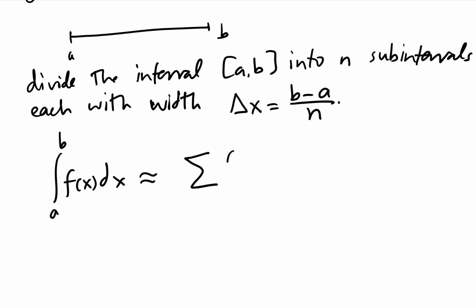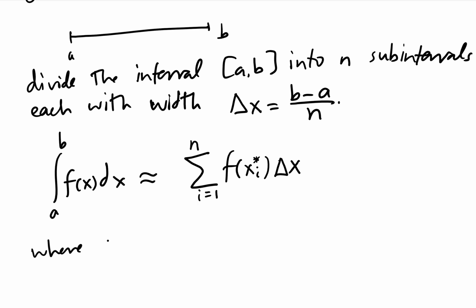So how do I find it? Remember, it was f of x, or here, I don't know what x is, so I'm going to call it xi star, times delta x, where i changes from 1 to n. See, this is only an approximation. You might say, wait, but I've seen that before. Yeah, you've seen that before, but you saw it with a limit. When you take the limit as n goes to infinity, that will give you the exact answer. But here it's not exact, it's an estimation.